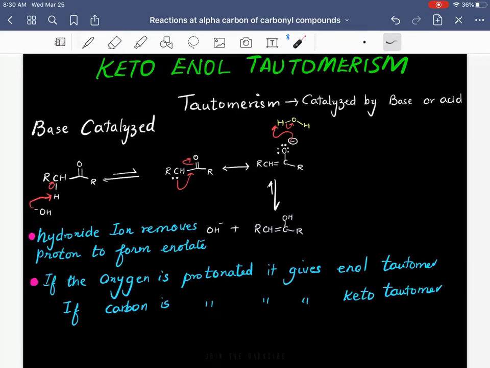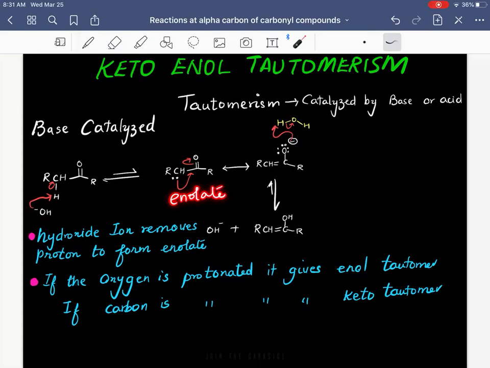And keto-enol tautomerism can be catalyzed either by base or by acid. We'll look into the mechanism of both the scenarios. Okay, so let's look into the base-catalyzed reaction. For the base-catalyzed reaction, let's take a hydroxide ion. The hydroxide ion is first going to abstract this hydrogen, and it's going to thrust these electrons onto carbon to form the enolate structure.